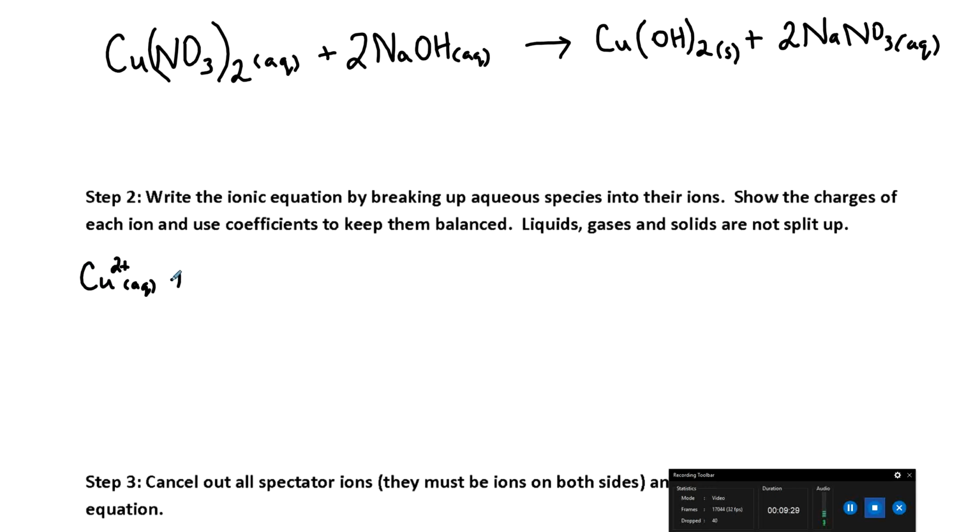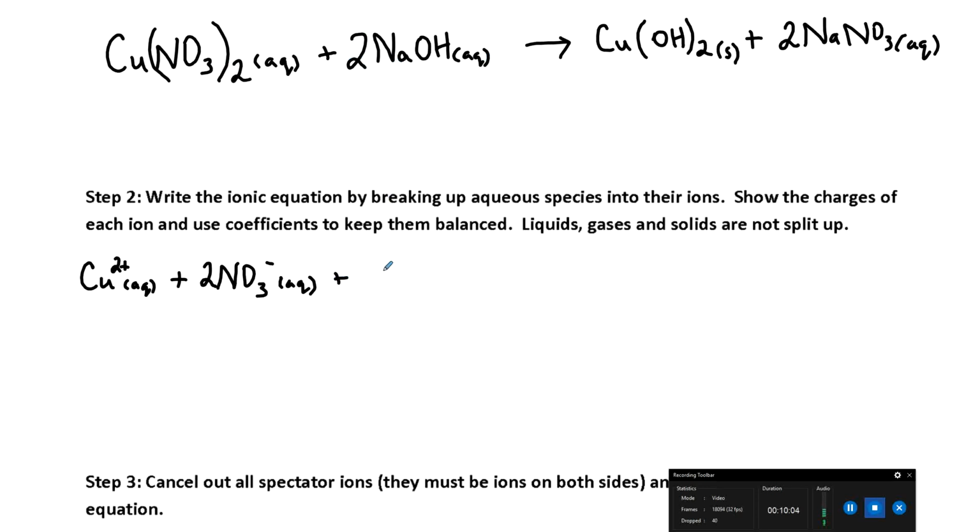Now, I'm going to say plus. The other ion is nitrate, but because there are 2 nitrate ions for every 1 copper ion, I need to actually state that. So I put it out front as a coefficient when I'm breaking up the ions, and I say 2 NO3, and each nitrate has a negative charge, and that's also aqueous. I'm going to continue to do that all the way through.